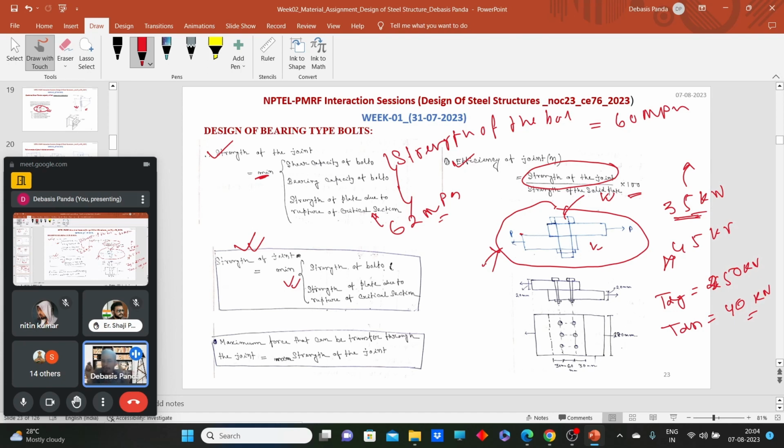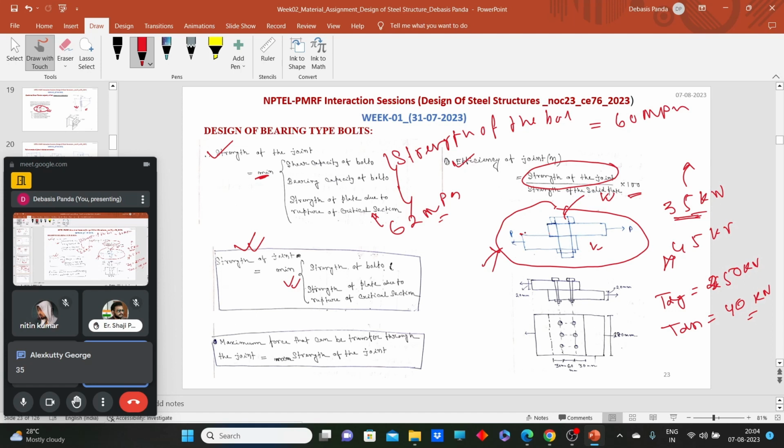Now tell me, what will be the strength of the bolt? You can understand. Tell me one particular thing. How much load can I safely transfer through this joint? How much load? Tell me. I have given some values. Tell me how much load? 35. Okay. Any more answers? 35. Good. Obviously 35.